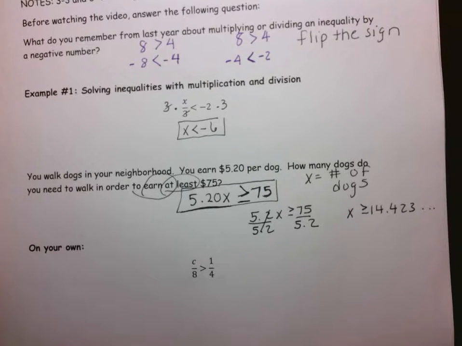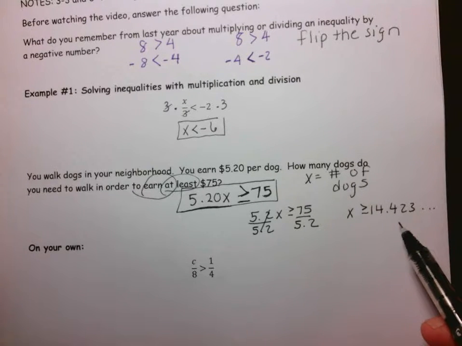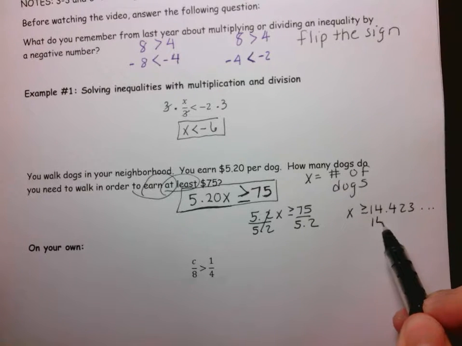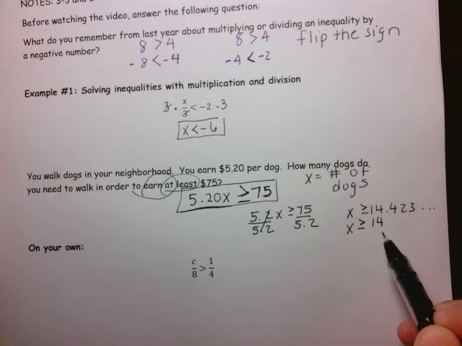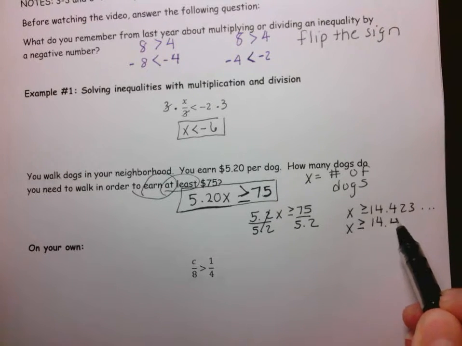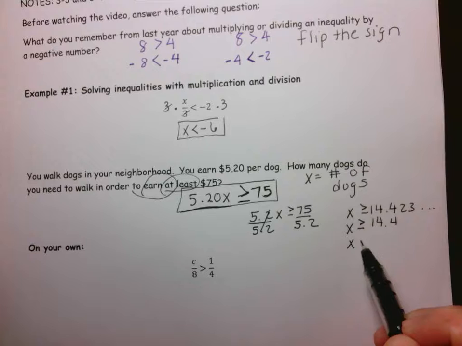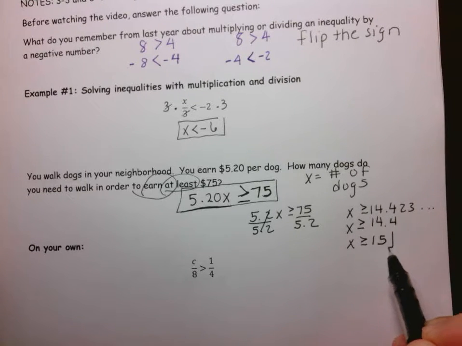Well, now let's think about this logically. This does not pass a sanity check. I can't walk 0.4 dogs. But if I rounded this to 14, that wouldn't be enough because I don't hit $75 until I walk 14.4 dogs. If I just said x has to be greater than or equal to 14, that wouldn't give me enough money because I don't make $75 until I hit at least 14.4 dogs. So that means in order to get $75, I have to walk at least 15 dogs.